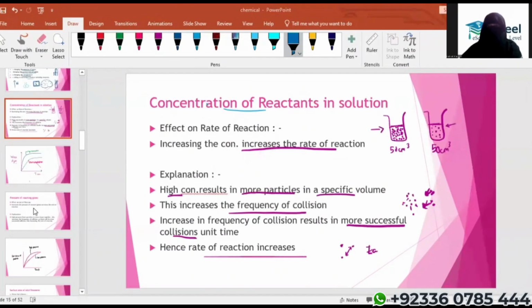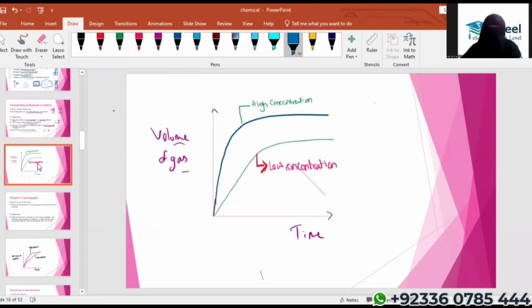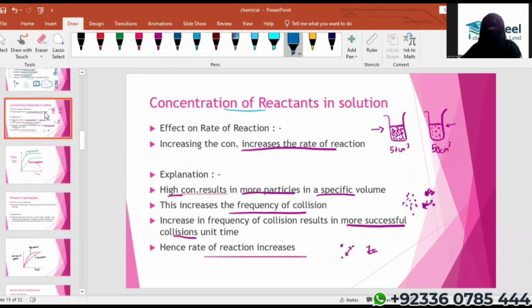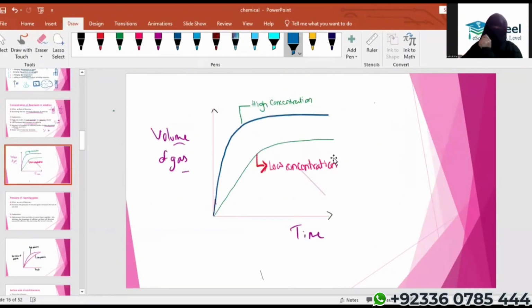Now, if you were to plot this on a graph by collecting the volume, you will have a graph something like this. For higher concentration, the gradient is steeper, and for lower concentration, the gradient is less steep. So, for concentration reactions, you're going to collect the volume of the product and measure the volume of gas against time.